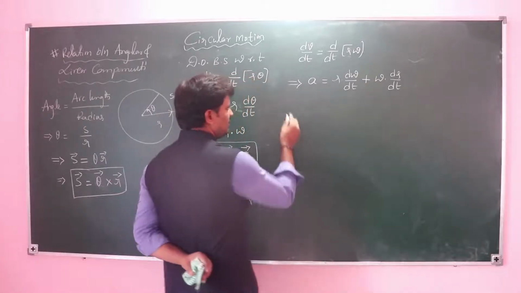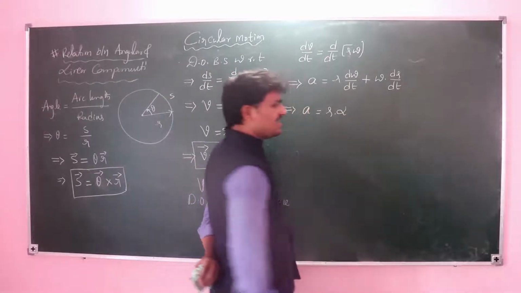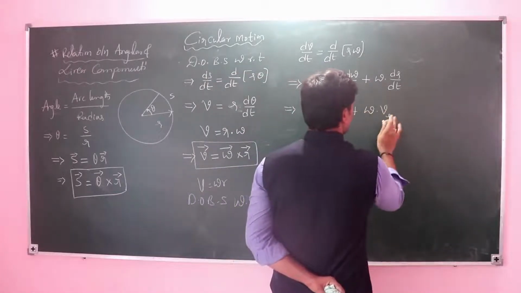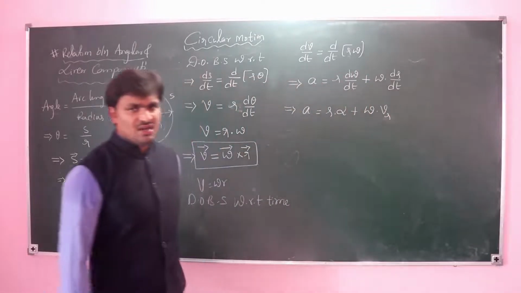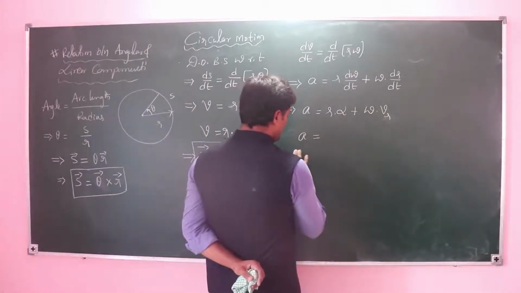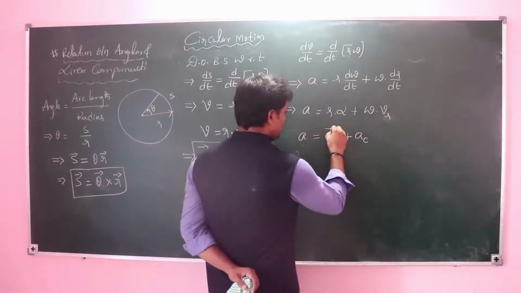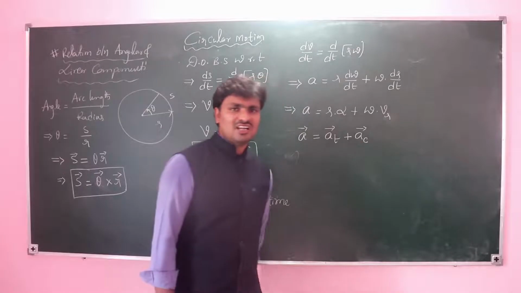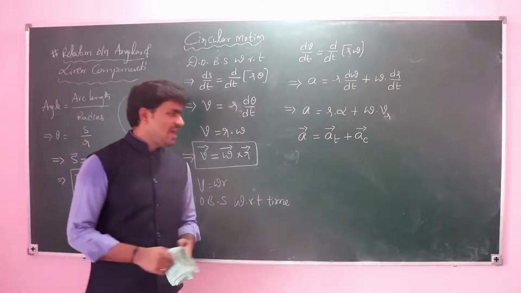Okay, have a look at what we can write. This is the total acceleration. r into d omega by dt we can write as alpha, and omega is the velocity; dr by dt we take as the radial velocity, the velocity along the radius. So we can write the expression A is equal to AT plus AC. AT stands for tangential acceleration, and AC stands for centripetal acceleration or radial acceleration.